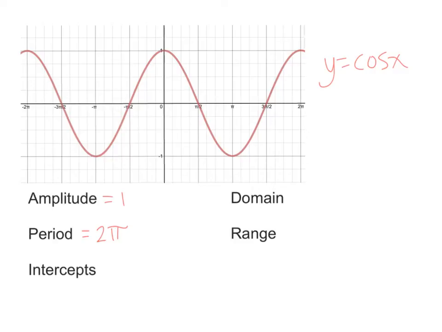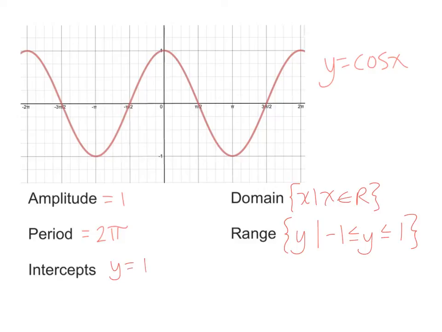The domain is the same. Is the range the same? Oops. Range is the same. Y such that negative 1 less than or equal to y less than or equal to 1. It's between negative 1 and 1. The intercepts are different though. What's the y-intercept for this one? Y is 1. And how about the x-intercepts?